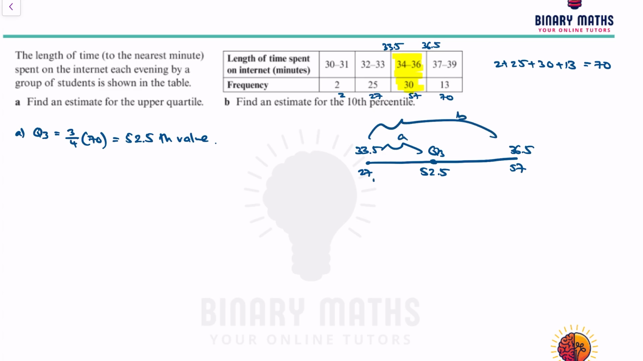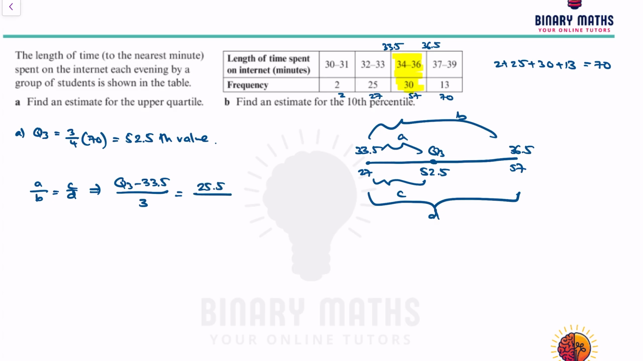A over B must be equal to C over D, which implies (Q3 minus 33.5) over (36.5 take away 33.5, which is 3) is equal to (52.5 minus 27, which is 25.5) over (57 take away 27, which is 30), which implies Q3 is equal to 25.5 over 30 times by 3 plus 33.5, which is equal to 36.05.